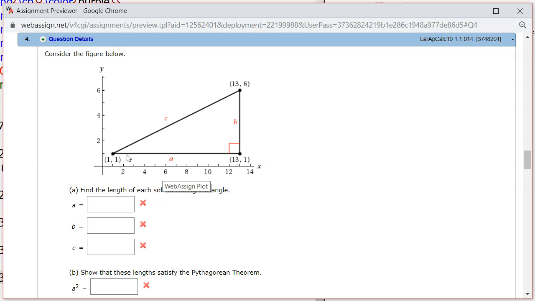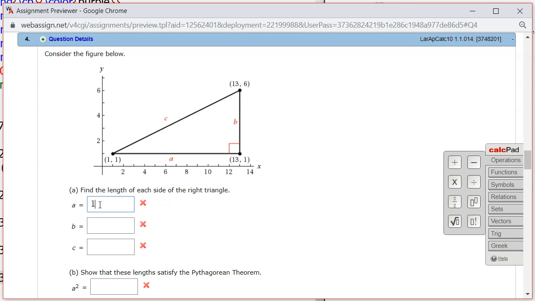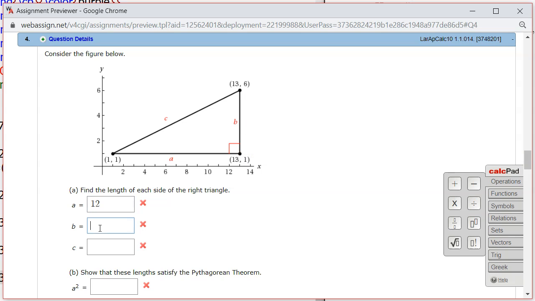In this case, side A is completely horizontal because the y coordinate is exactly the same. So the distance from 1 to 13 means A is going to be 12, right? And B is completely vertical because the x coordinate is exactly the same. So the distance from 1 to 6 will be 5. So we have that.